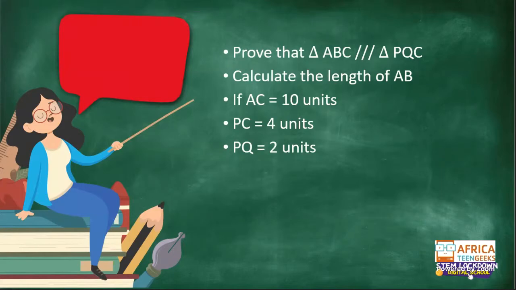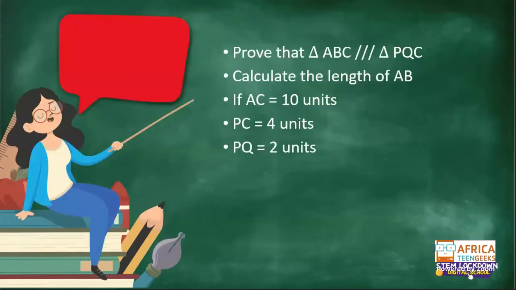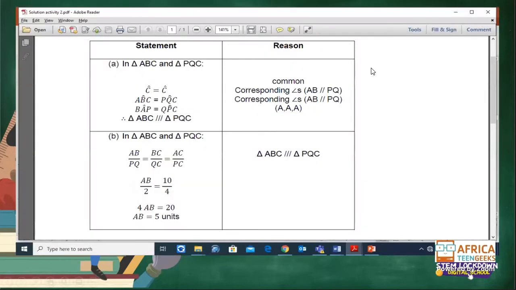So what we know is that angle B will be equal to angle PQC because the two lines PQ and AB are parallel lines. Therefore, at this point, you should be able to conclude that in triangles ABC and PQC, angle C appears twice. It appears in both triangles. Angle ABC is equal to angle PQC. As I said, those are corresponding angles.